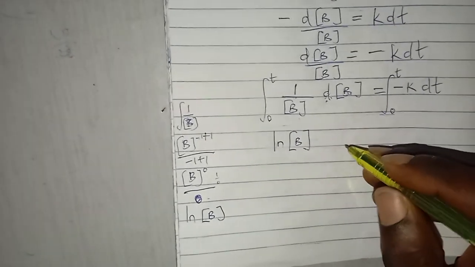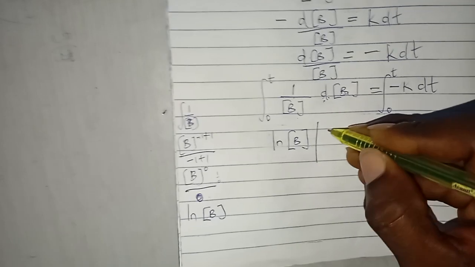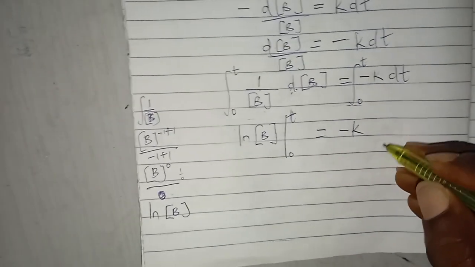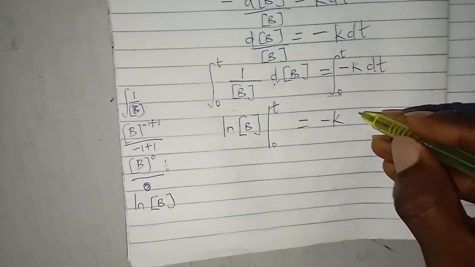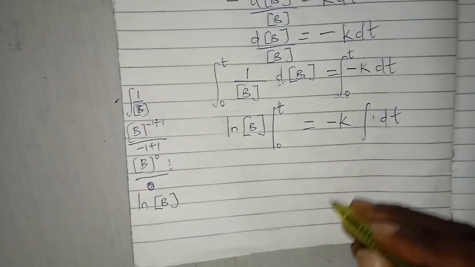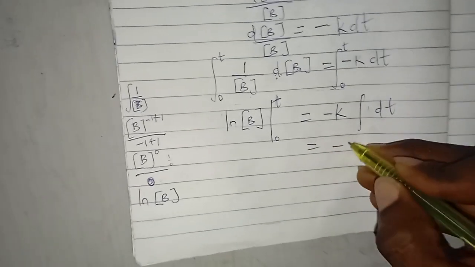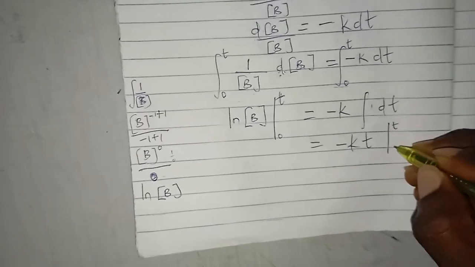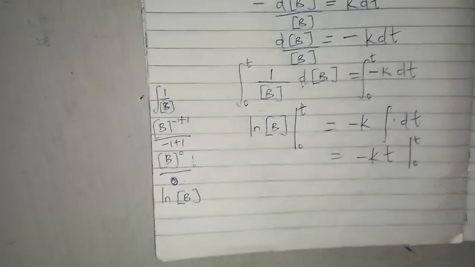So if I know that, I will have my boundary t and 0 equals to, I'm allowed to pull out the k to one side, and then I have the integral of dt, which has an invisible 1 here. So this is going to give me minus kt, with boundary t and 0.